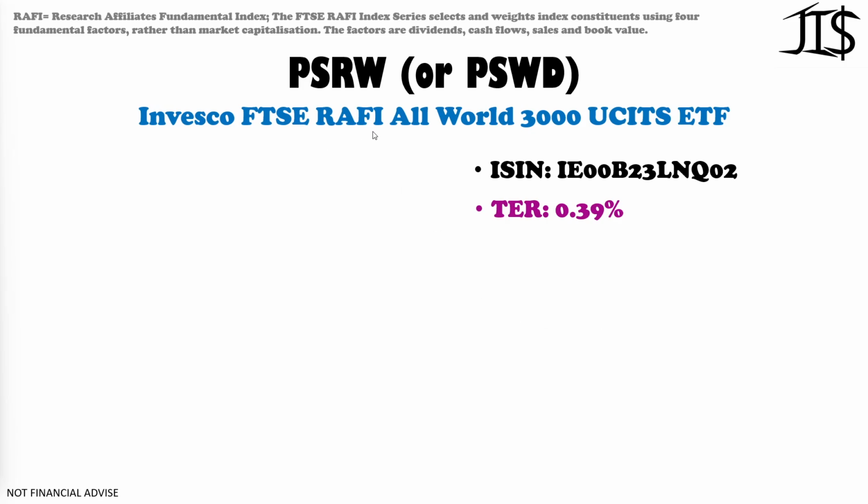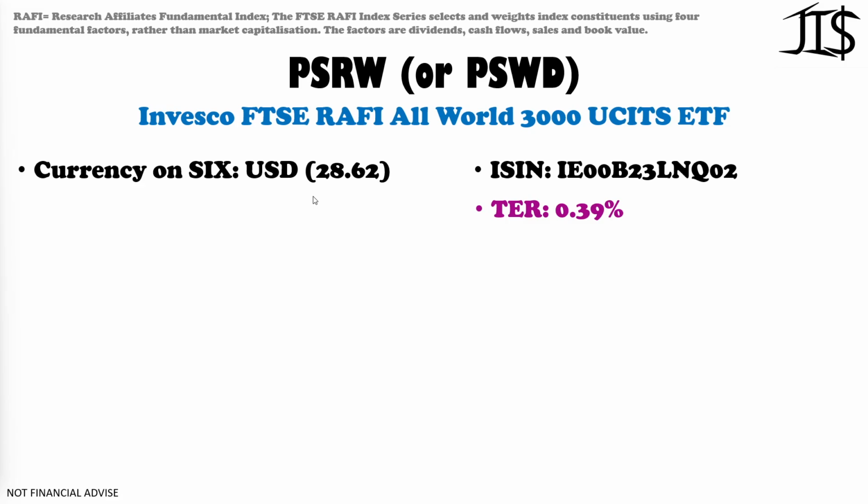And if you wonder what RAFI means, well, RAFI means Research Affiliates Fundamental Index, and this one doesn't follow the market capitalization, but it is using 4 fundamental factors to calculate the composition of the ETF. And the factors that it uses are dividends, cash flows, sales, and book value. So if you are more for fundamental analysis, then maybe this ETF is something for you. The total expense ratio is actually the most expensive one so far, so 0.39%.